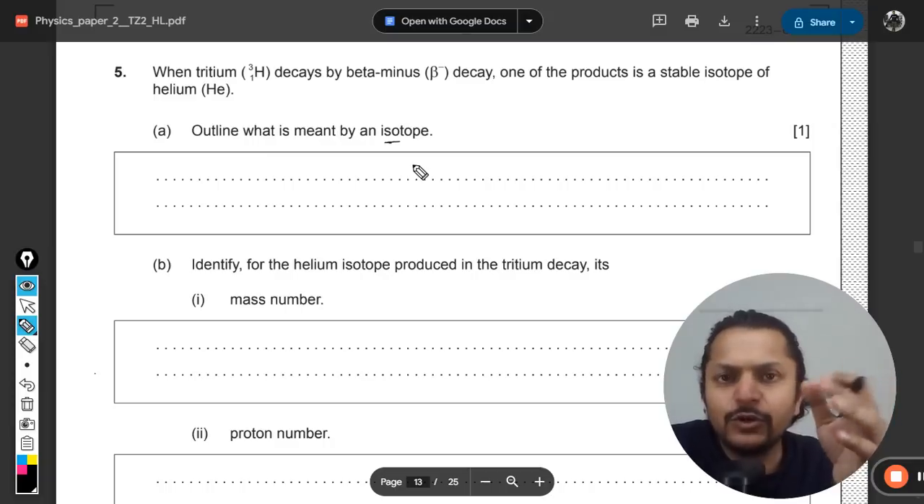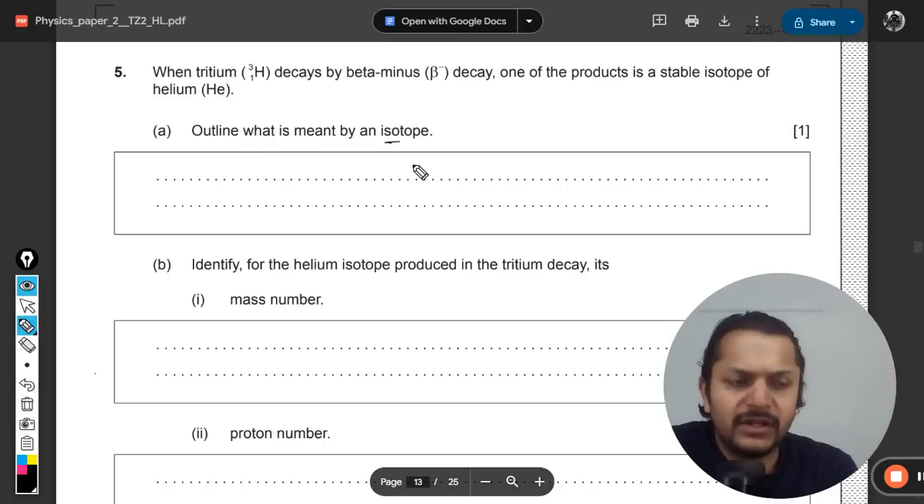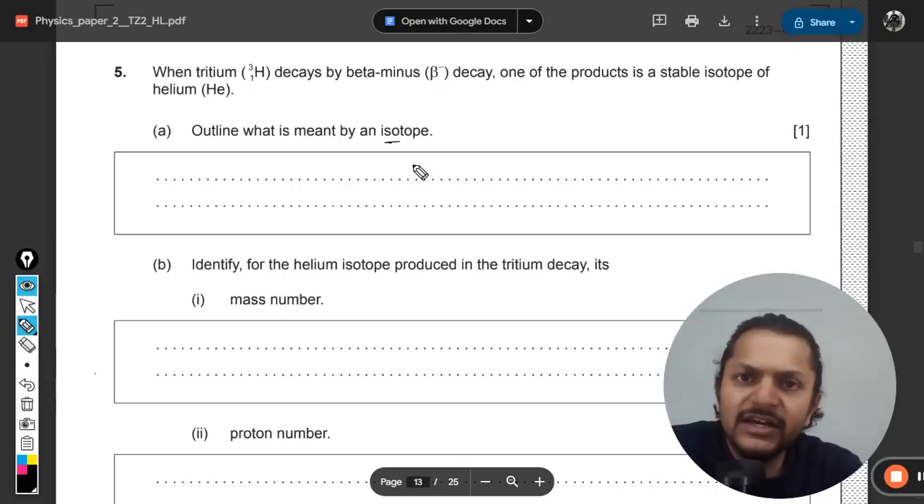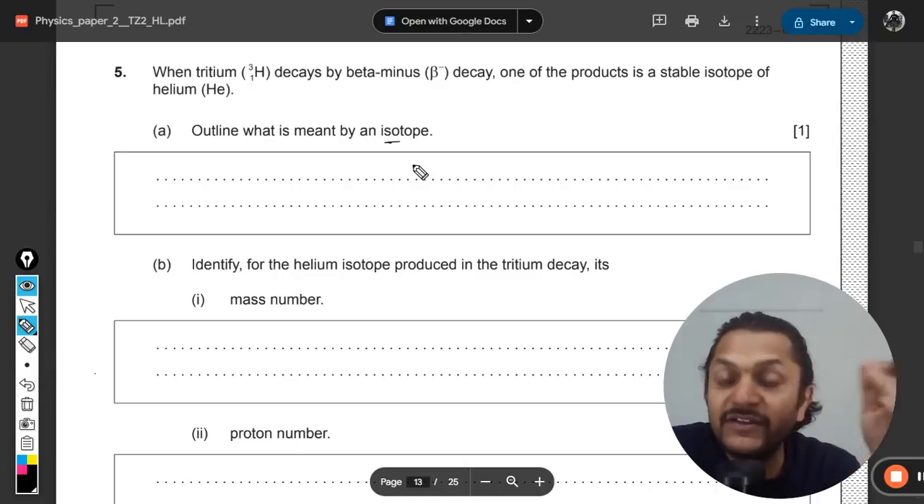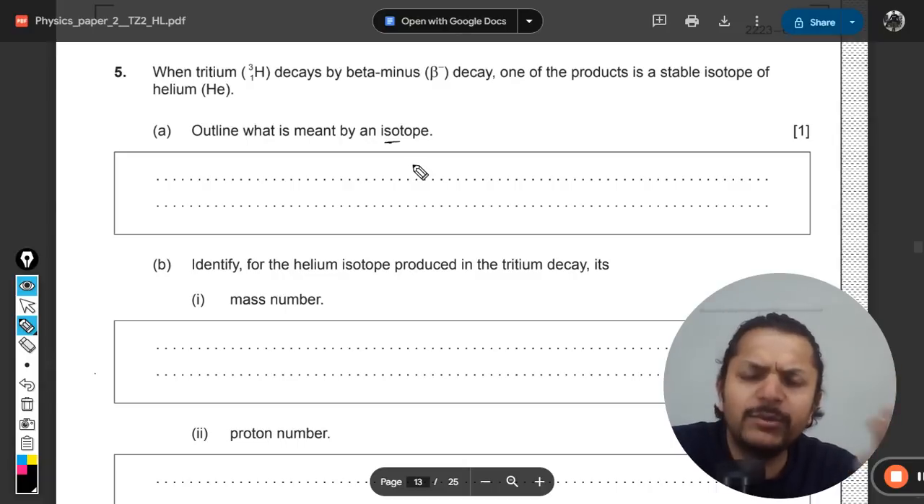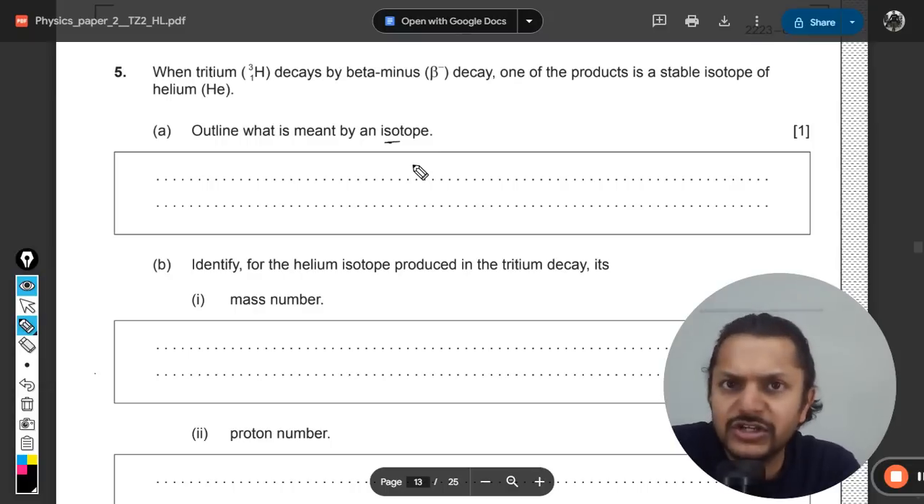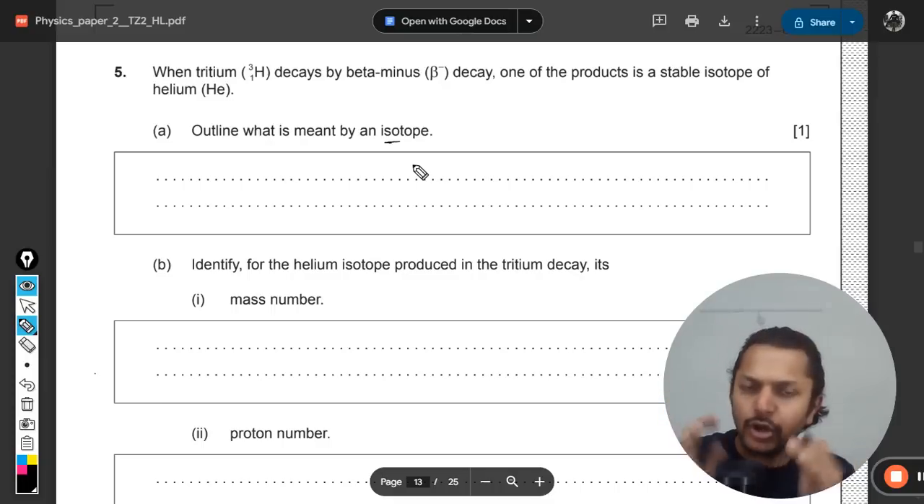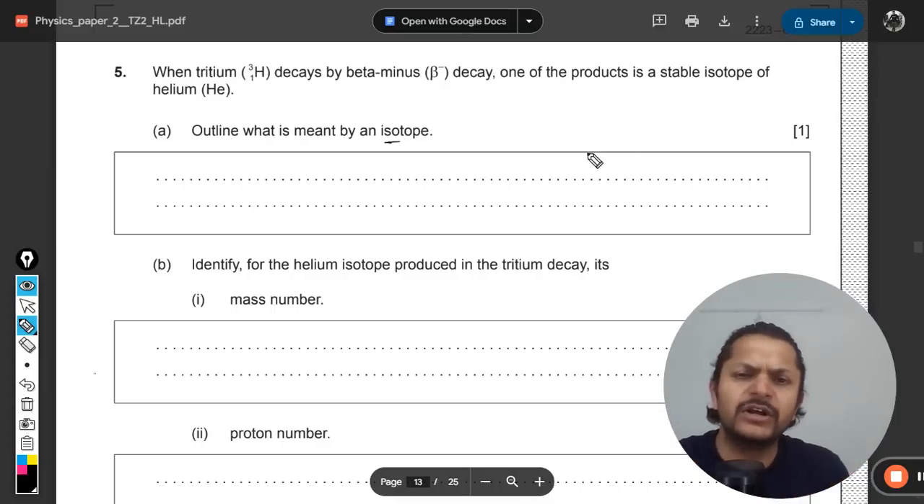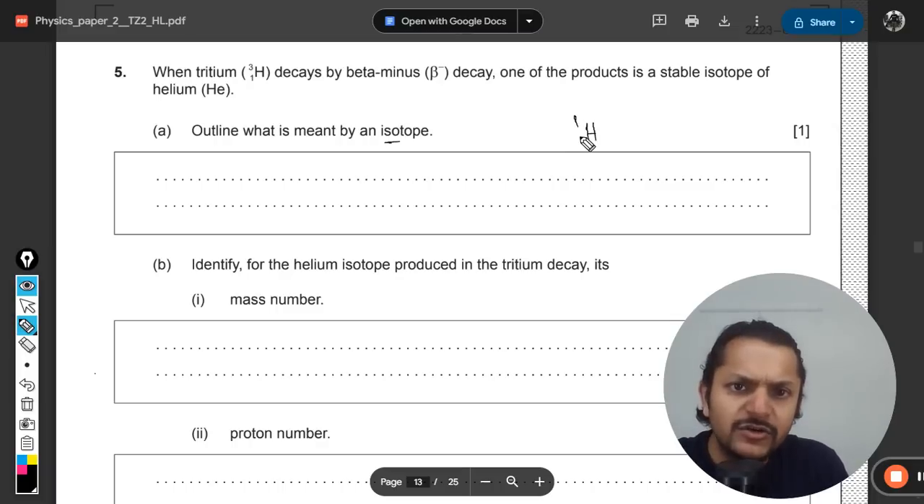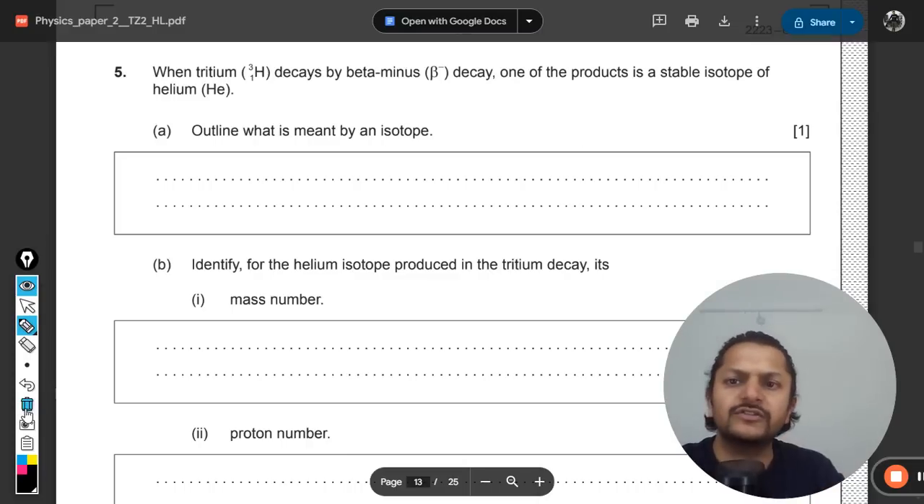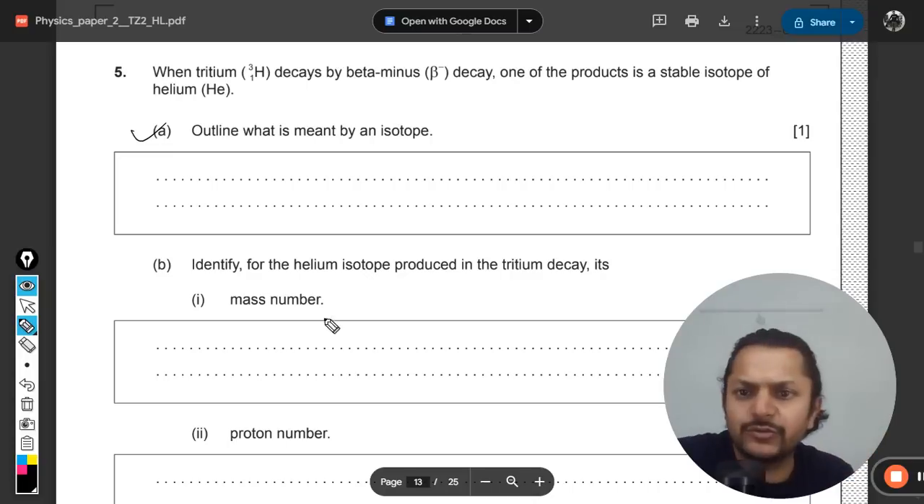So isotopes, as we know, are the nuclei of the same element, which have the same atomic number, but they have different mass numbers. And why is that? Because they have a different number of neutrons. Protons are the same, they have a different number of neutrons, that is why they have the same atomic number but different mass number. Like hydrogen-1, and then deuterium, and then tritium. These are the isotopes. But let us now concentrate on the next question.